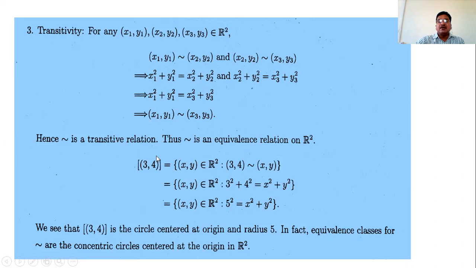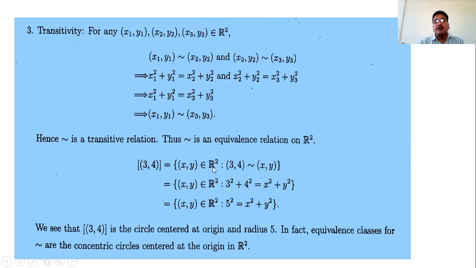Now we have to find the equivalence class of the element (3, 4). How can we denote the equivalence class of (3, 4)? Write the ordered pair (3, 4) in square brackets, or write the ordered pair (3, 4) with a bar. These are the two notations for an equivalence class. It is the set of elements (x, y) belonging to R2 such that (x, y) is related to (3, 4). Those elements of R2 which are related to (3, 4) are the members of this equivalence class of (3, 4).